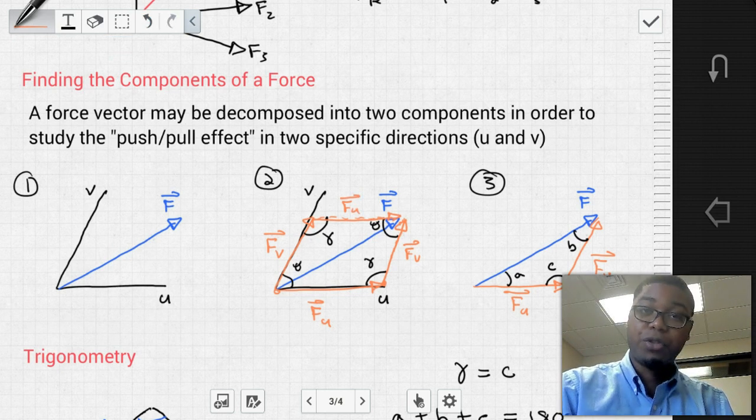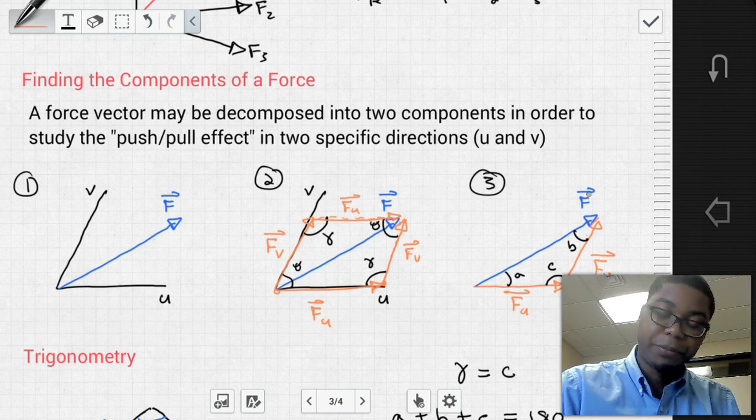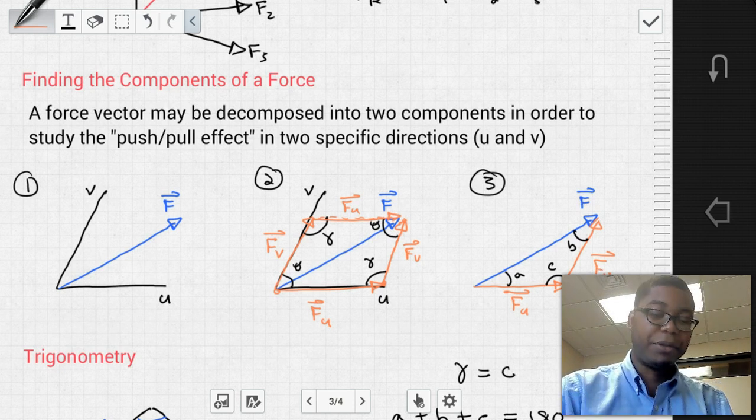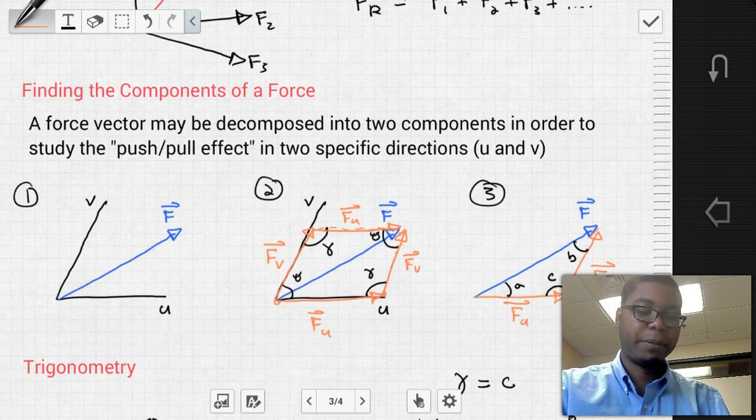We can also use the triangle rule and take that force vector and decompose it using the triangle rule to get the same components Fu and Fv. Notice that with the parallelogram rule, we get certain interior angles, the angular relationship between Fu and Fv. But in the case of the triangle rule, we get the angles of Fu relative to F and Fv relative to F. These are useful properties that we will use later on.